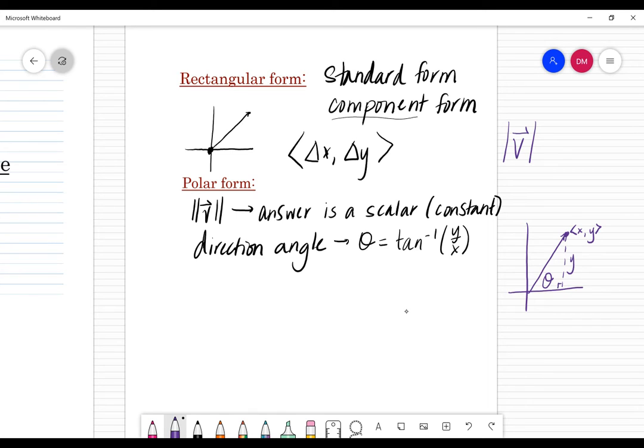And because this forms a right angle here with my change in x, or my x component, I'm taking opposite over adjacent, which is arctan. Okay, so just a quick review of that, but that's how you find your direction angle right there.